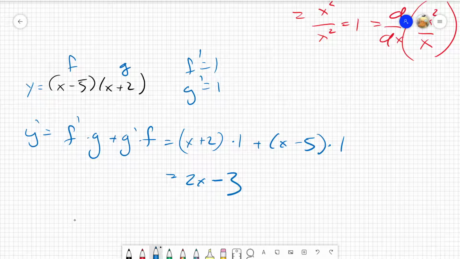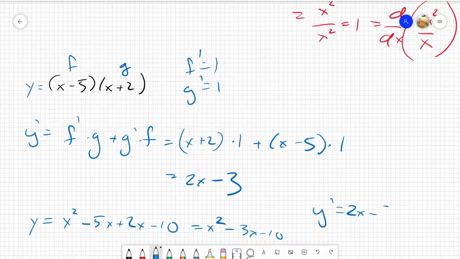Now, another way I could have gotten that is if I took this expression and multiplied everything out. If I multiplied everything out, you'd get x squared minus 5x plus 2x minus 10, which is x squared minus 3x minus 10. So y prime is, in fact, 2x minus 3. That's all there is to it.